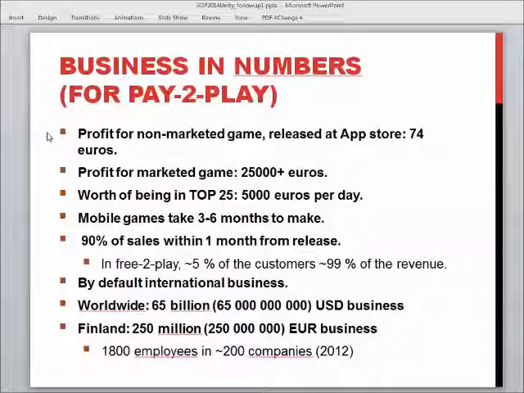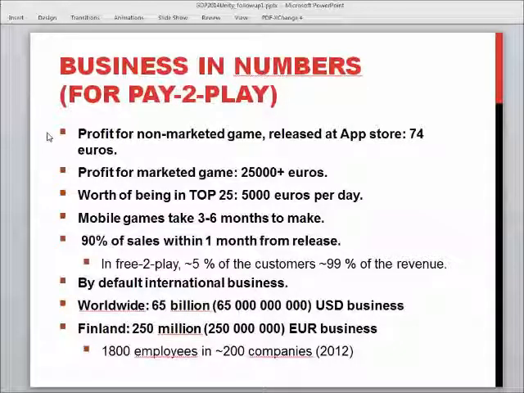There are 10,000 applications released in the App Store every day, or at least there were at some point. So if you don't market your game, or just use your own website or Facebook or whatever, in one scenario you got a profit of 74 euros for the entire game, which took 3 months to develop by 4 different people. So, quite a crappy deal.